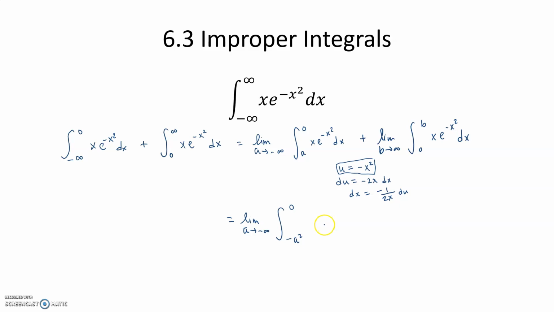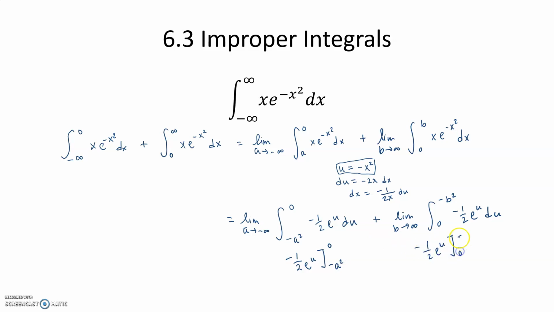And so then I have negative 1/2 e to the u du. And I'll do the same thing with the other limit here. So this would be from 0 to negative b squared. And so then I'm still ignoring the limits, but I'll come back to those. So this would be negative 1/2 e to the u, because the antiderivative is the same. And so this would be negative 1/2 e to the 0 is 1.